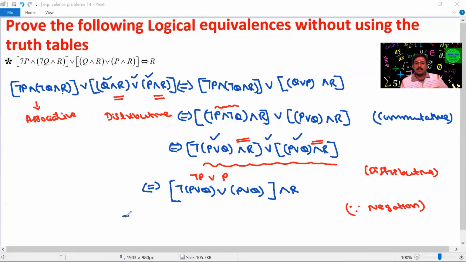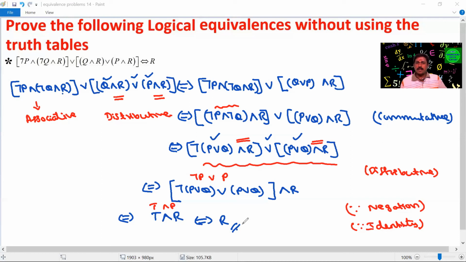we can write the next step as not P or P is nothing but T, T and R. If you observe this term, it looks like T and P. So T and P is P by identity law. So therefore, we will get R as our required result.